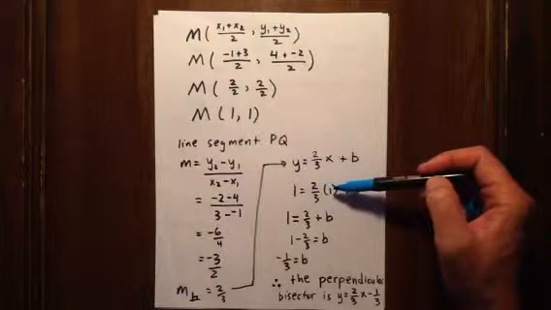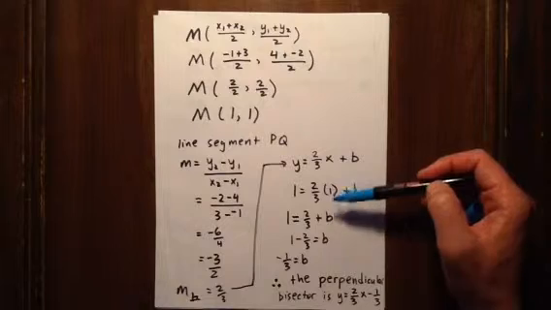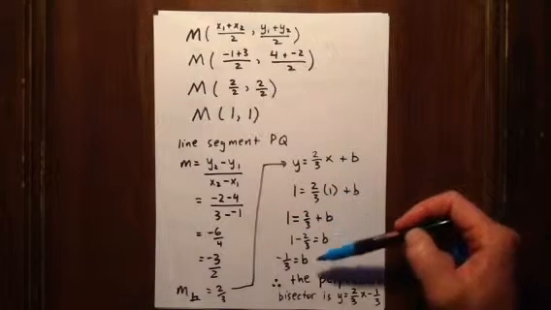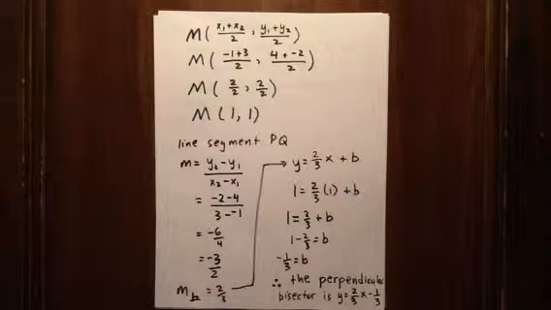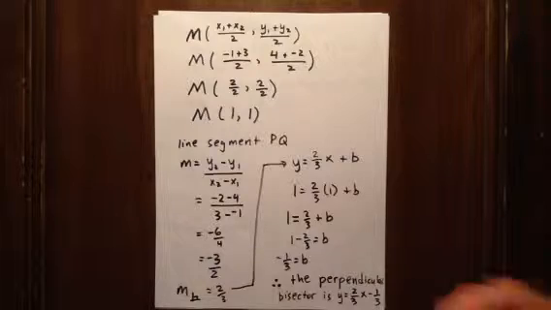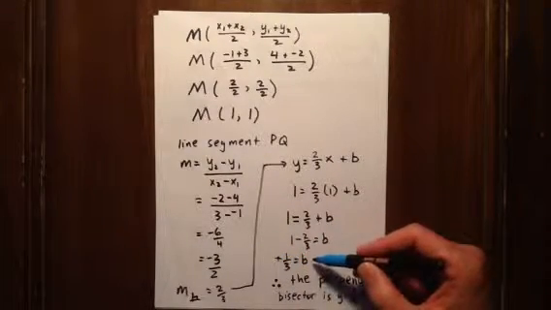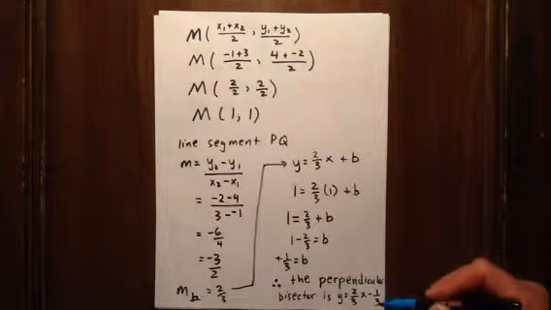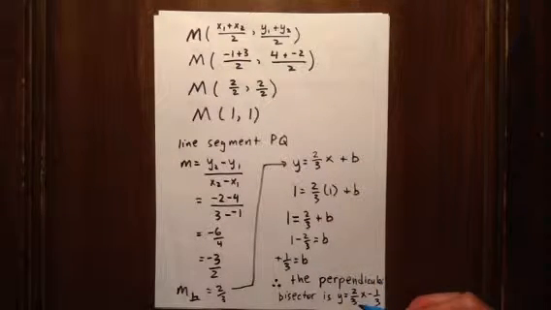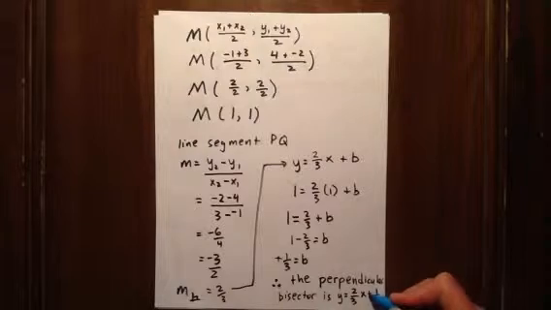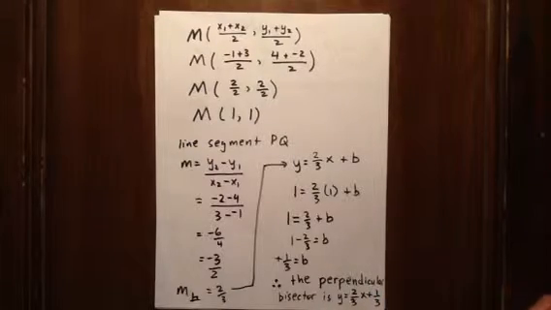Subbing in the x and y values of the point, 1 and 1, we get 1 equals 2/3 plus b, which means b equals, I have negative 1/3 written here, but it's actually positive 1/3. So b is equal to positive 1/3. And so the perpendicular bisector in question is y equals 2/3 x plus 1 over 3.